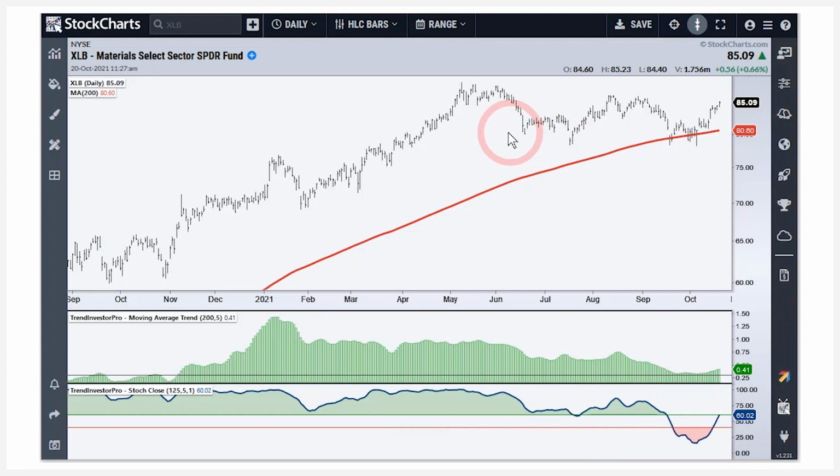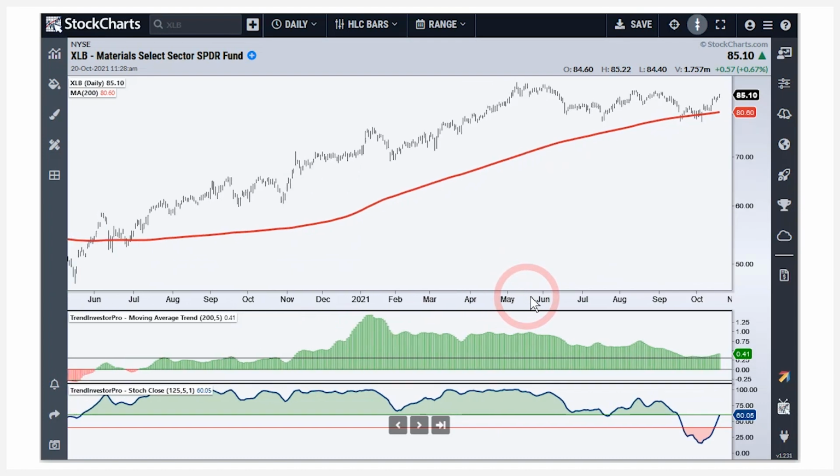And if you look at XLB, it peaked in May along with copper and some of these other ETFs, but it's got this long correction. It's a long falling wedge. There's that rising 200-day, and you can see in the indicator window it's still green, so the 200-day is still rising. Yes, Stoke Close triggered bearish, but that's because it's undoing a bullish signal from a long time ago.